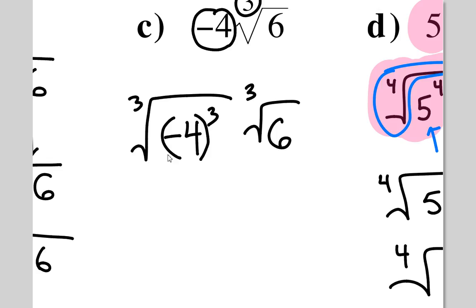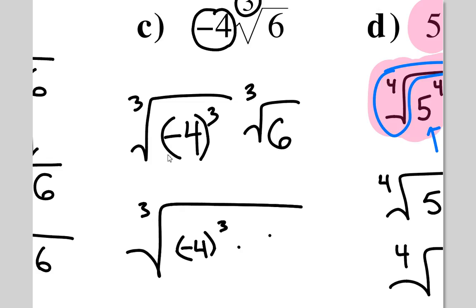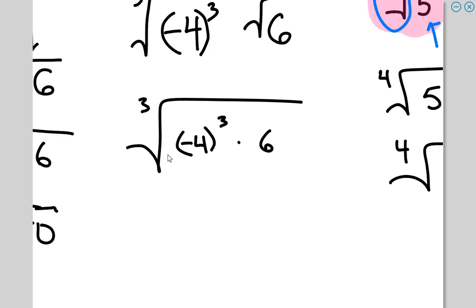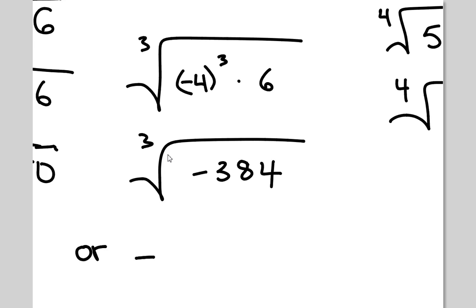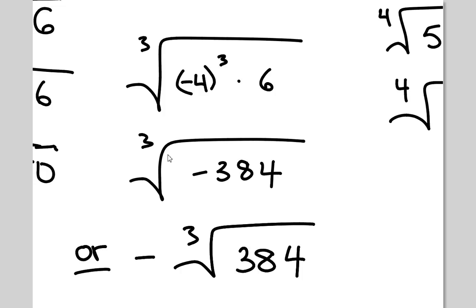Now we can smush, right? Make one large cube root, and we have negative 4 cubed times 6. That's something I can pop right into my calculator. Negative 4, negative 4, negative 4 is 64 negative, times 6, 384. Okay, and of course I'll write down that you can put the negative on the outside as well. It's the same.